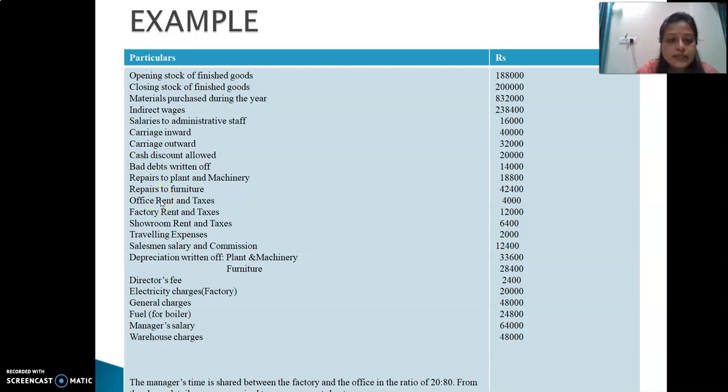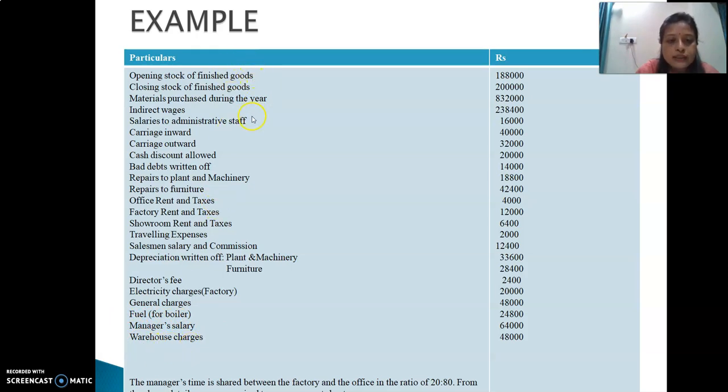office rent and taxes, factory rent and taxes, showroom rent and taxes, traveling expenses, salesman salary and commission, depreciation written off, plant and machinery, then furniture, director's fee, electricity charges factory, general charges, fuel for boiler, manager salary, warehouse charges.